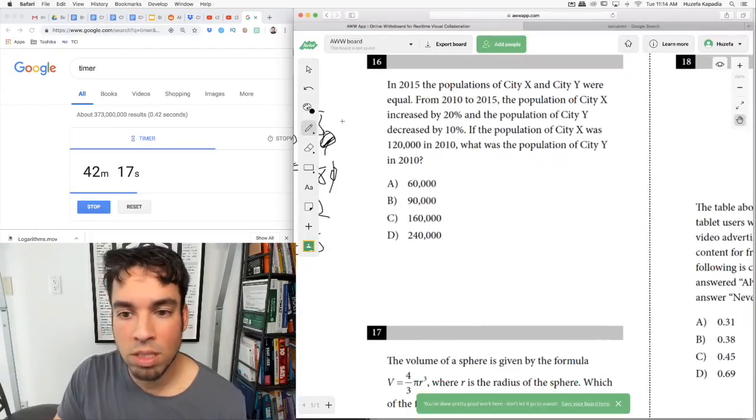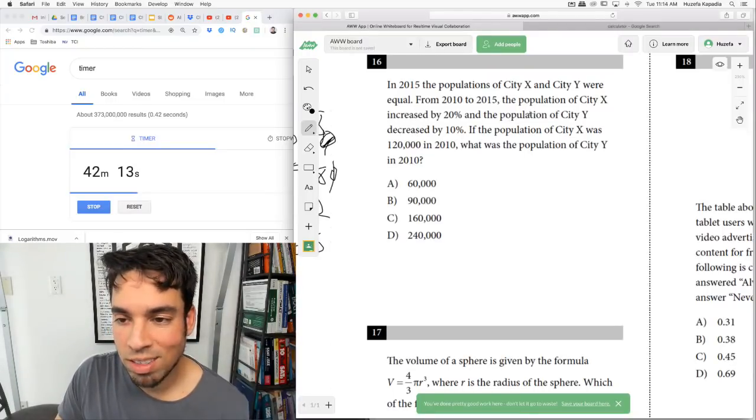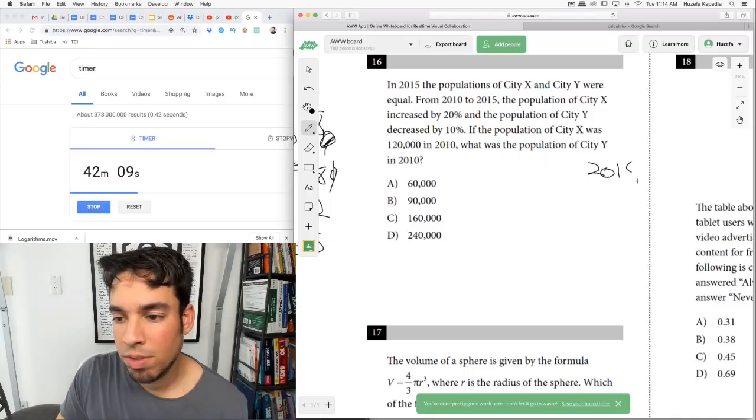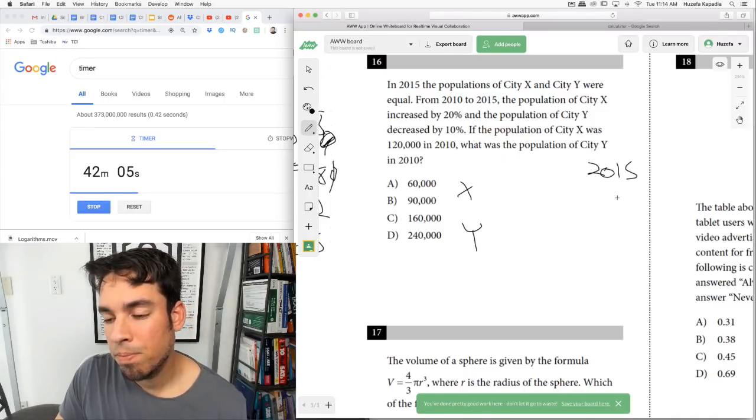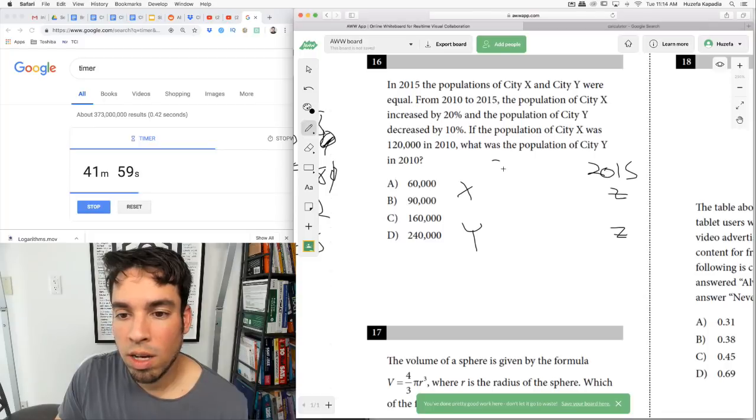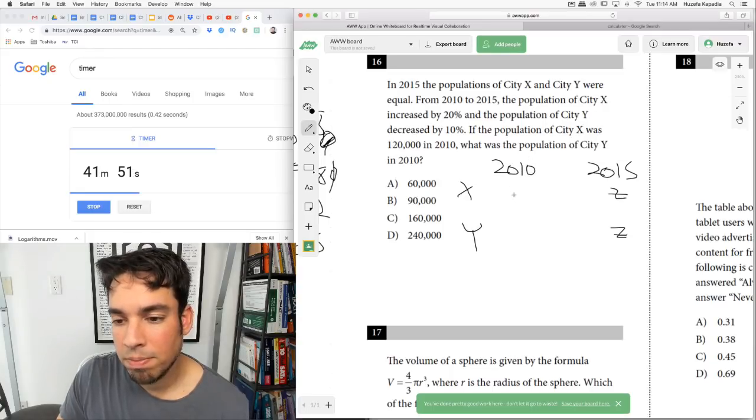Next, in 2015, the populations of city X and city Y were equal. From 2010 to 2015, okay, so 2015, X and Y are the same. Let's just call them Z, I guess. And then from 2010 to 2015, city X increased by 20%.